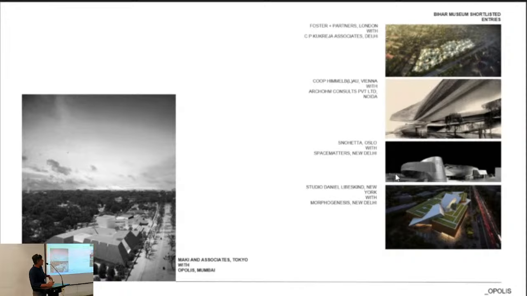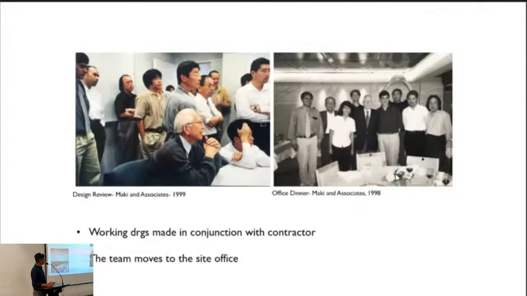So there was Foster, there was Coop Himmelblau, each one had an Indian associate. Foster's was with CP Kukreja, Coop Himmelblau was with Archom, Snoeta was with Space Matters, and Studio Labiskin was with Morphogenesis, right? And Maki and Associates and Opolis, we ended up winning this competition.